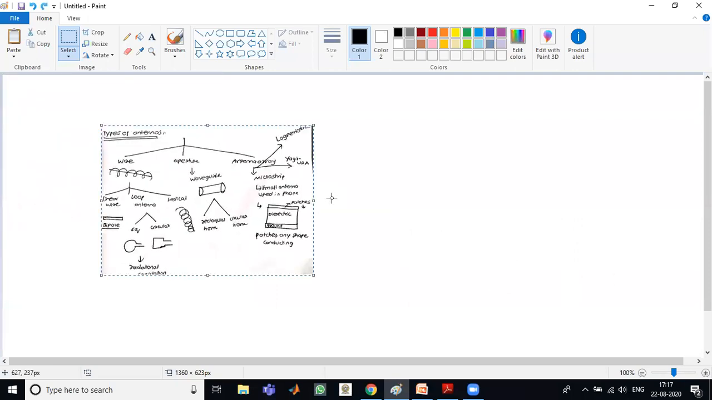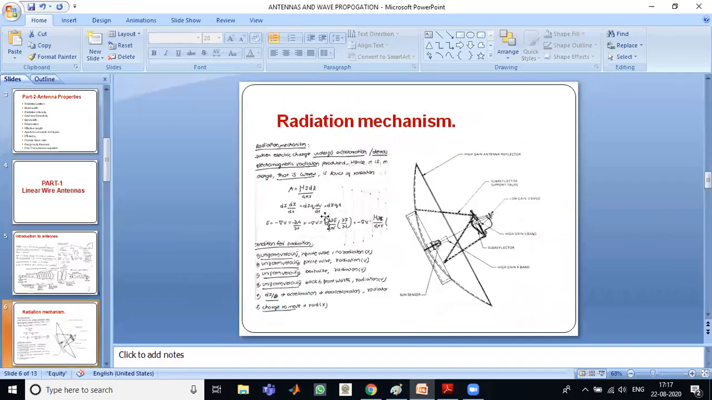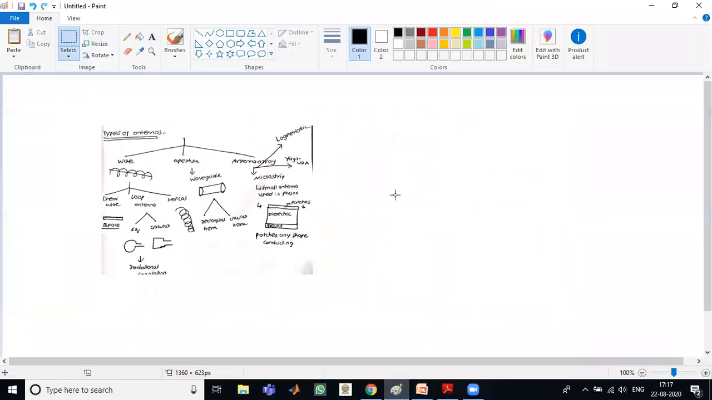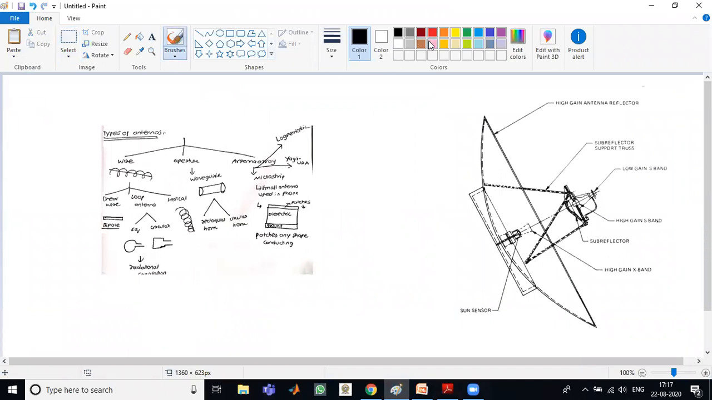Now comes the types of antenna. I have just told you to remember the structure of antenna. As said before, this is the structure of antenna you have to remember till the end of the session. I will be placing it here. Now the types of antenna. The antennas are classified into three types: wire antennas, aperture antennas, and antenna arrays.